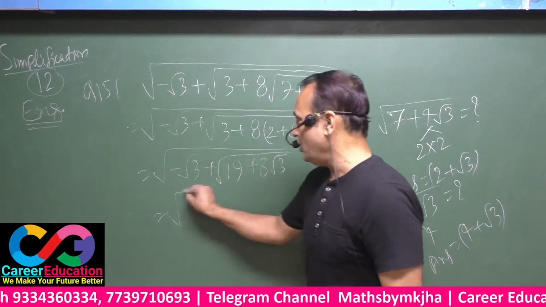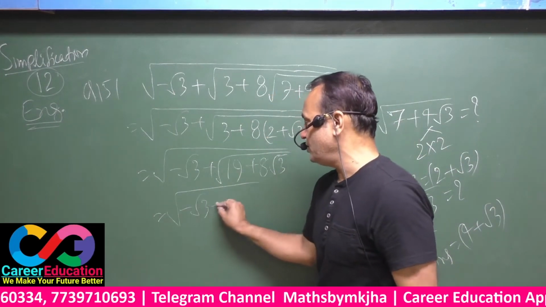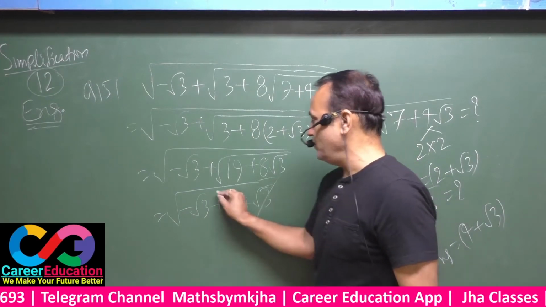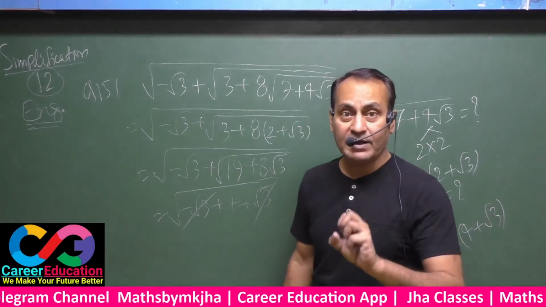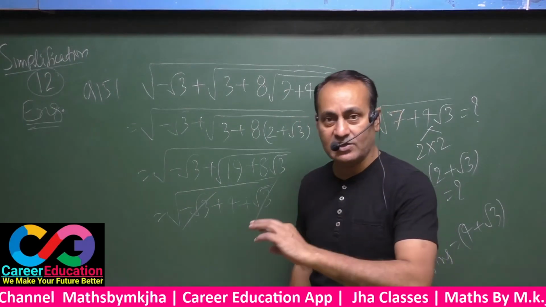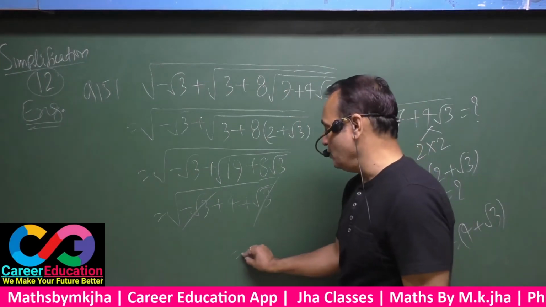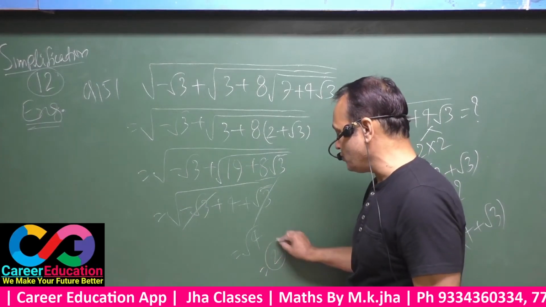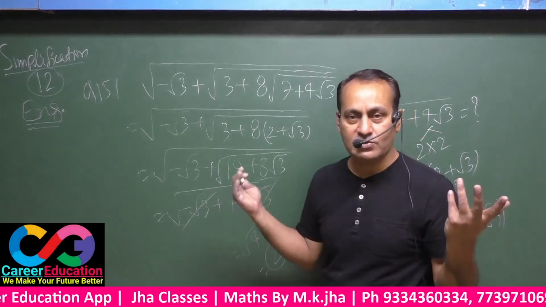That means you got the situation under root of minus 3 plus, this is 4 plus root 3. Again see here, this will be cancelled due to the same magnitude, but sign is plus, sign is minus. That's why you got the final situation under root 4, and under root 4 is only 2. The answer for this question is 2. Be noted.